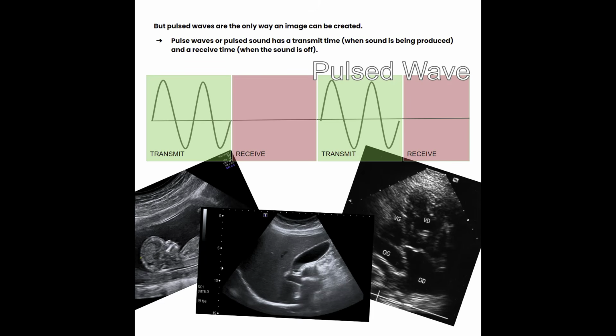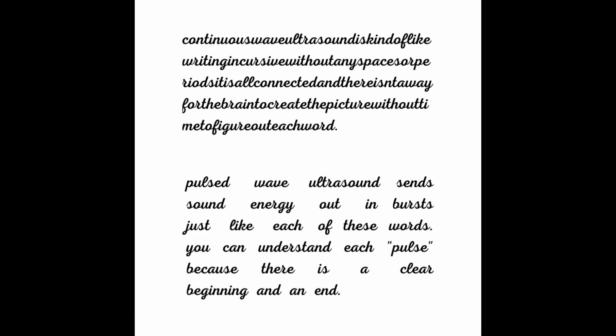I mentioned earlier about the transmit time and the receive time. We can refer to that as on time and off time, or talking time and listening time, but it's because of that off time that the machine has a moment to process the information coming back from the echoes and create the image information. So take a look at this image.